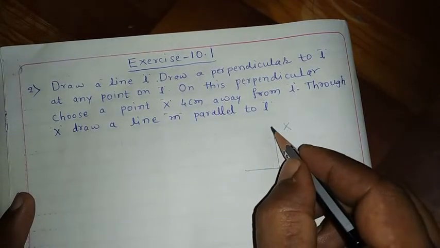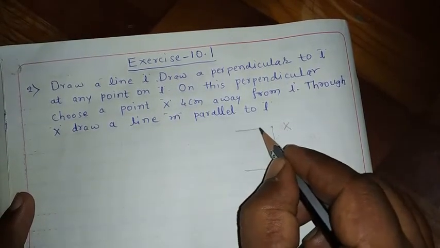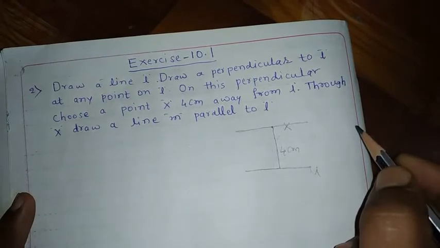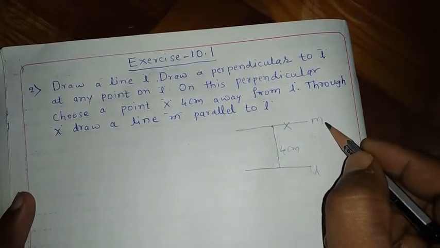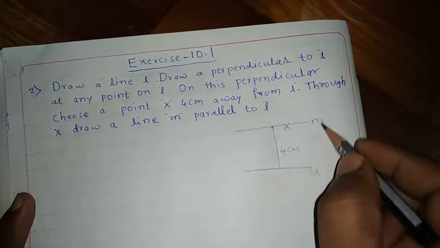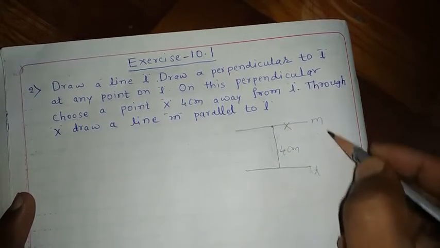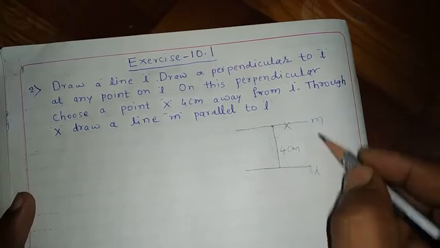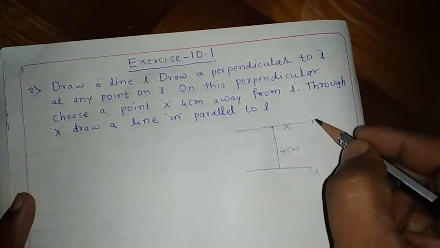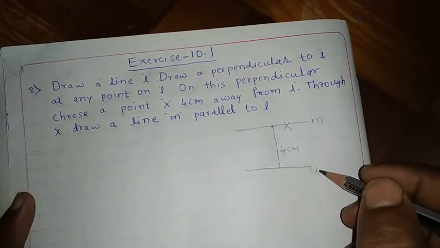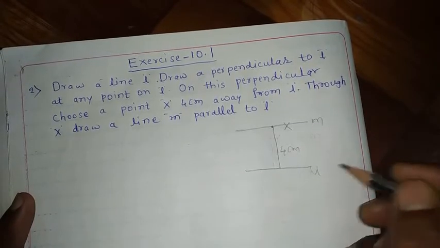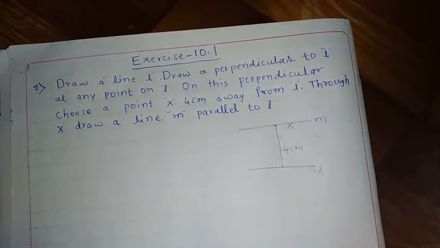After that, through this X we have to draw a line, that is M. It should be in such a way that it is parallel to this line L. Understood, students? So now let me solve using compass and scale.